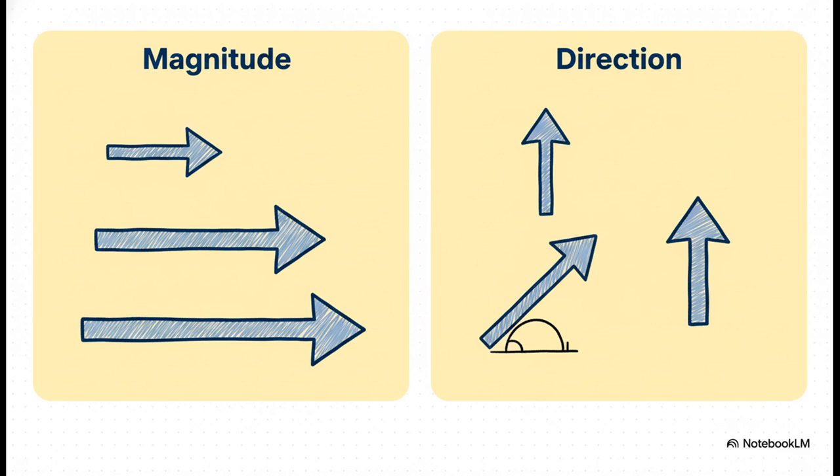First up, magnitude. That's really just a fancy word for the strength or the size of the vector. How strong is the push? We show it with the length of the arrow. So a longer arrow means a bigger magnitude. Simple. And the second part is direction. This one's pretty straightforward. It's just which way the arrow is pointing, which we can measure as an angle.